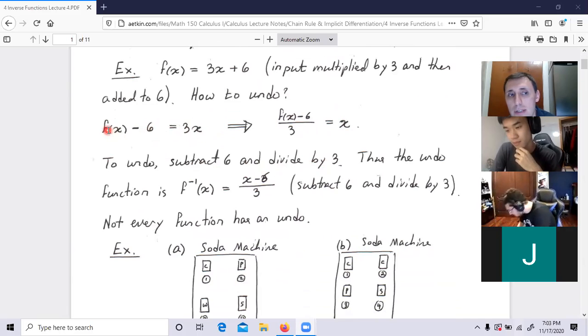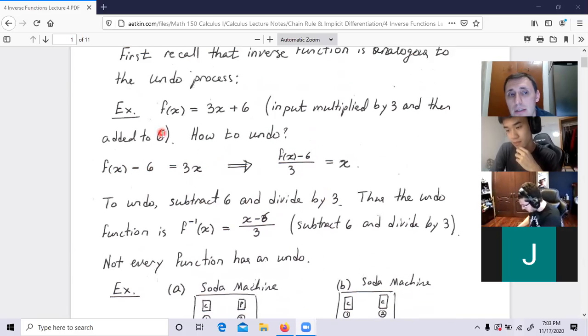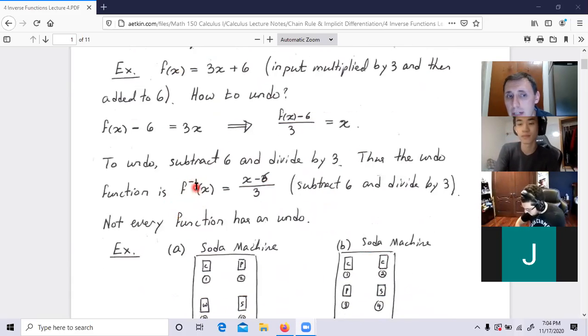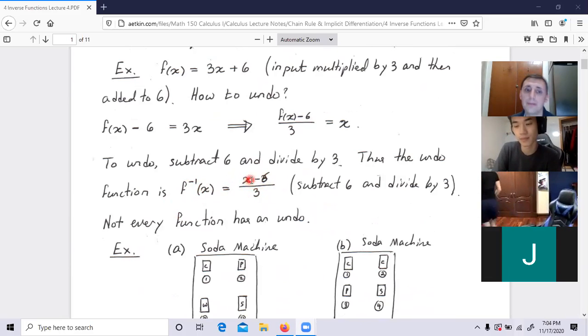So what I need to do is, f of x minus 6 is 3x. Divide by 3 will give you back x. So the inverse function, I will explain why that's written this way, is x minus 6 over 3. Okay, I subtract 6 and divide by 3. That operation cancels the action of f.